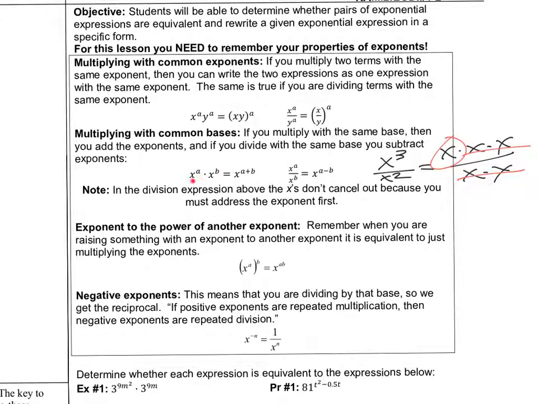In a similar way here, if you have x to the 3 times x squared, that's like 3 x's times another 2 x's. That's a total of 5 x's. A lot of these are actually rules that you've already seen before, but we just need to be fluent with them.